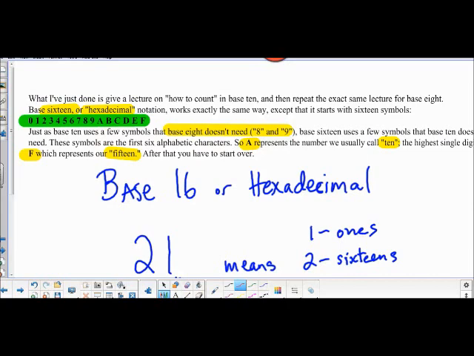So when we get to 10, we use A. That's the number that we call 10. B would represent the number we call 11, C would be 12, D would be 13, E would be 14, and F would be 15. Now, I don't always memorize that. I know that A is 10, I know F is 15, and I kind of figure out from there. But it'd be a good idea for you to understand that.